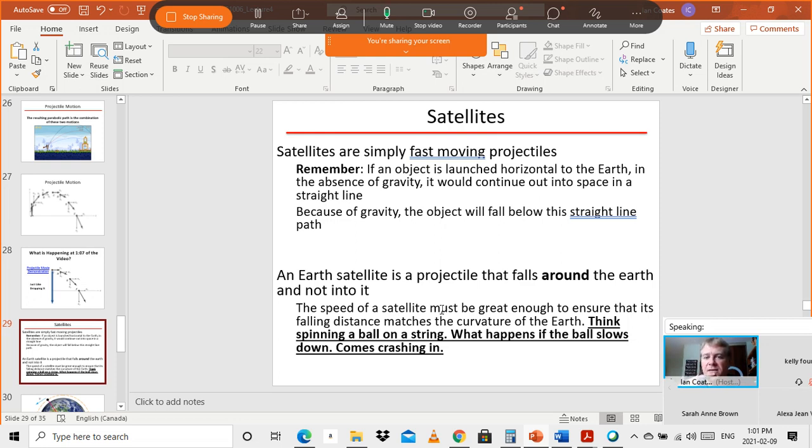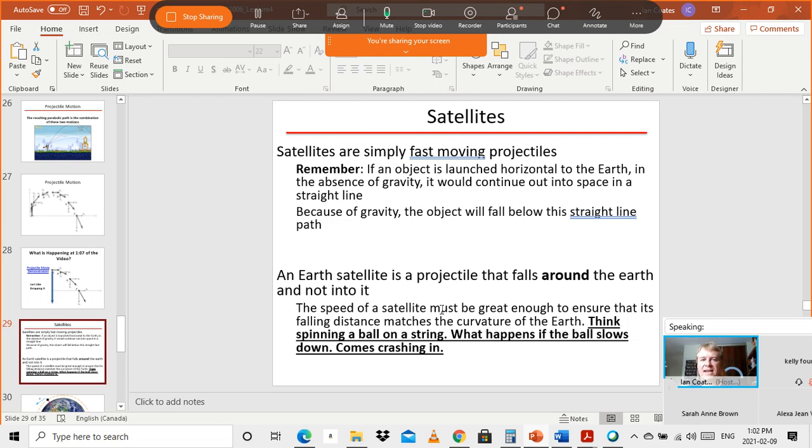The speed of a satellite must be great enough to ensure that its falling distance matches the curvature of the Earth. It's all about speed. If you've got a ball on a string, because that's what's happening. Remember that centrifugal force, right? And you have this ball on the string. And the only reason this ball is flying around is because of the speed.